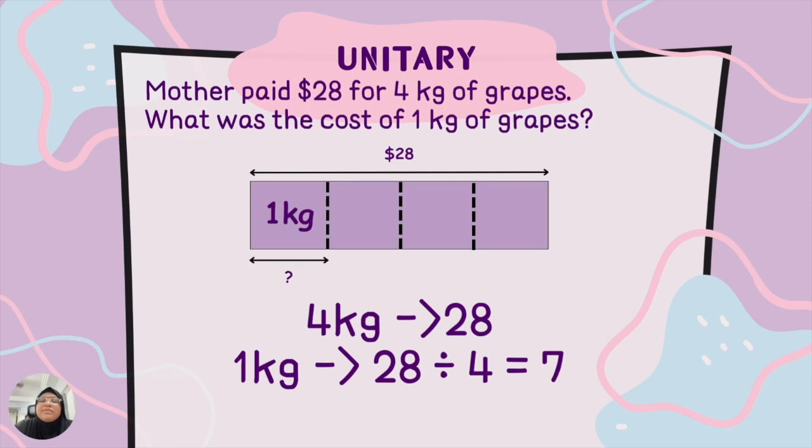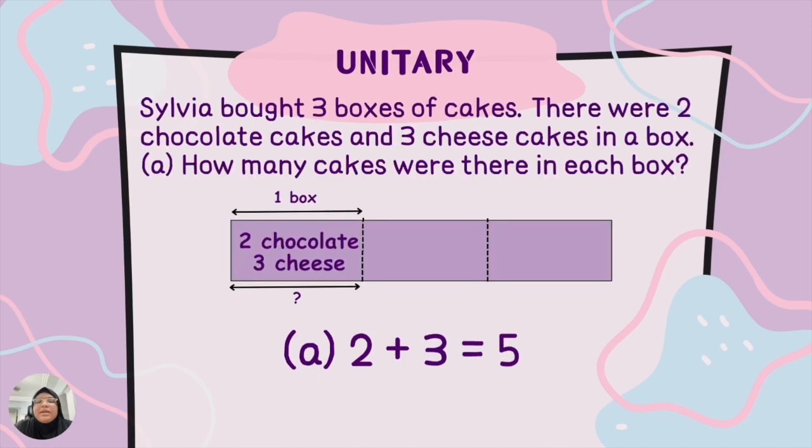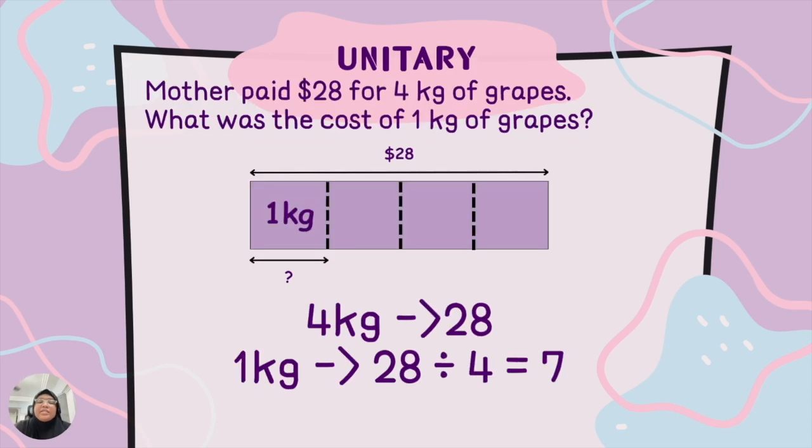So cost of 1 kilogram, so you need to find the question mark, which is here. Okay, so if you were to solve it using unitary method, it'll be 4 kilograms is $28, then 1 kilogram will be 28 divided by 4, which equals 7. So that's the answer, right? Now, sometimes unitary method also involves, earlier this is quite straightforward, 1 unit or 1 square represents 1 kilogram.